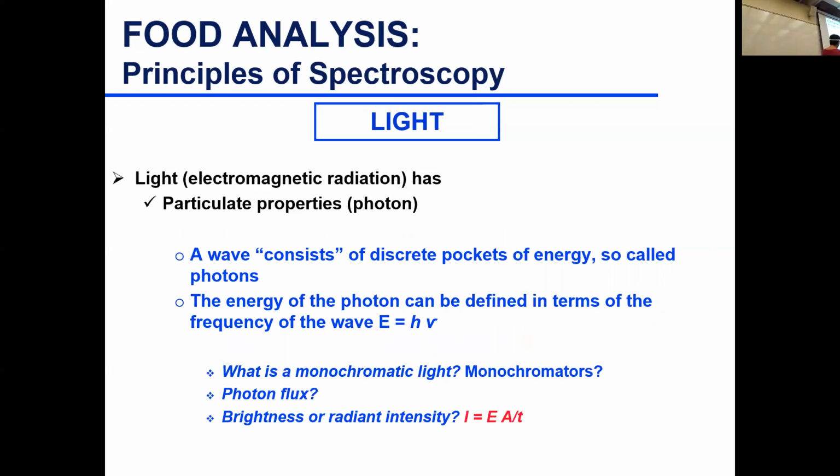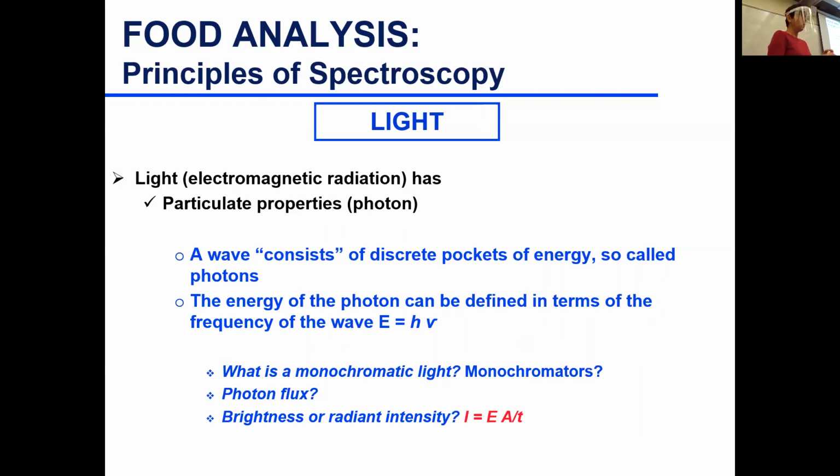In this case, you're not counting the number of photons, you are actually relating it to the energy. So the intensity or radiant intensity is related to the energy that is subjected to an area per unit time.